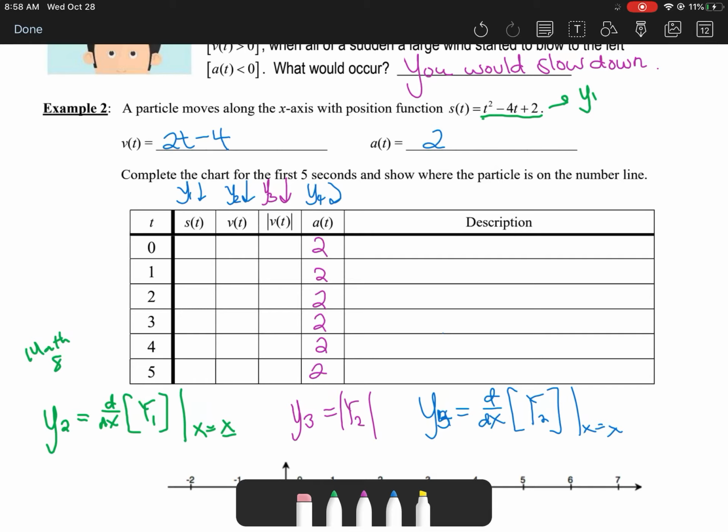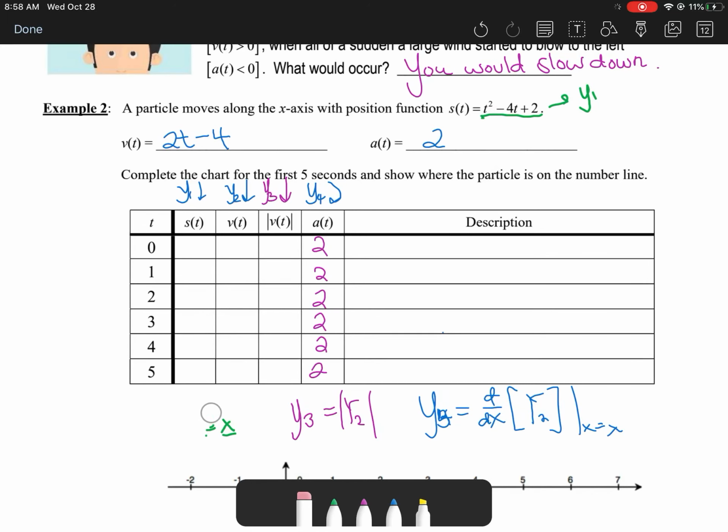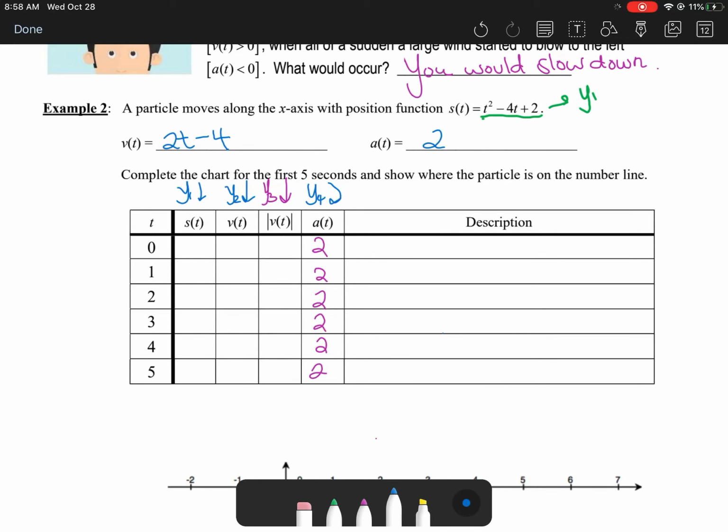Okay, so go ahead, pause the video, and check your answers. Okay, welcome back. So I'm just going to go ahead and fill in these values.